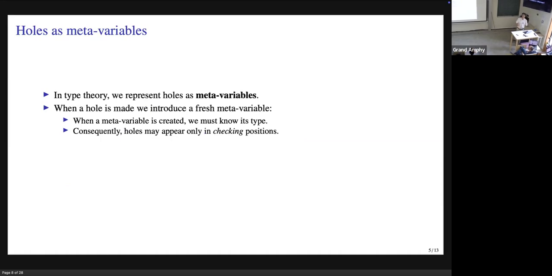Well, there's another name for the holes. It's meta variables. So maybe first we should spend a little bit of time talking about what meta variables are. So the meta variables are the things. Let me give you an example. So suppose I write this. Well, I'll just do a real example.